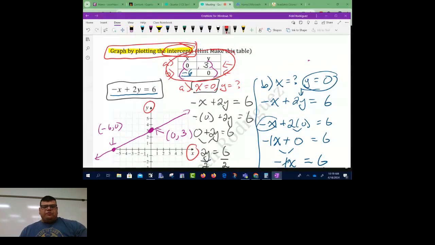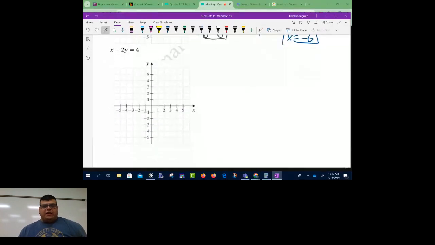Y'all, there's another one, almost identical. Real similar to this. The first thing I'm going to do right here, y'all, is make my little table. So I'm going to put a 0 here, and I'm going to put a 0 there. And we're going to go through the process and see if we can't figure this thing out. Y'all, I'm going to call this my part A, and I call this my part B.